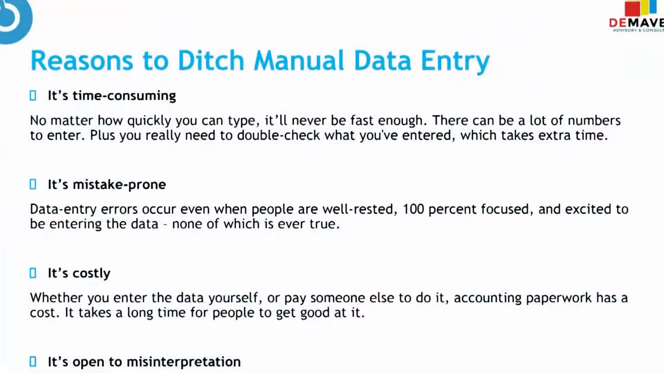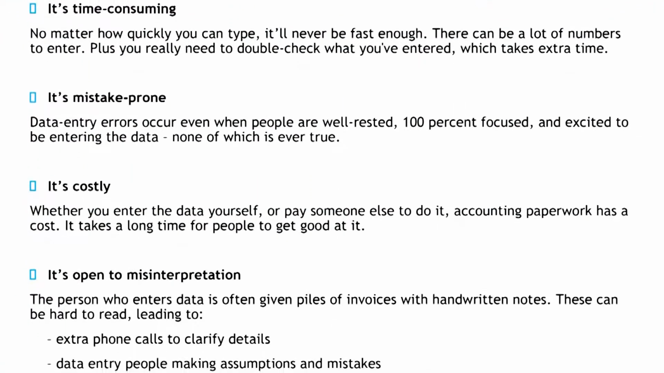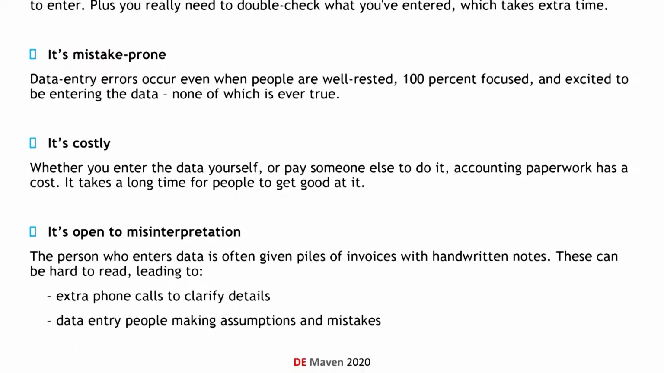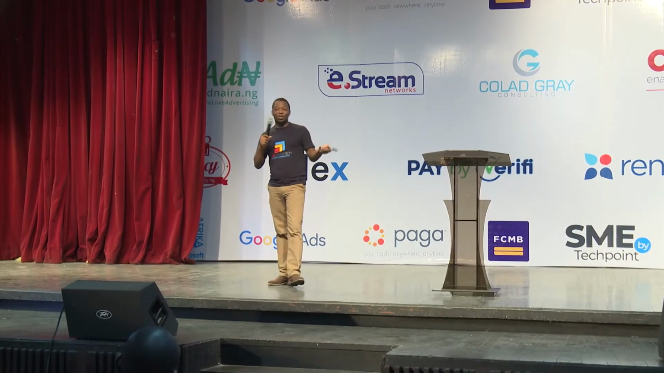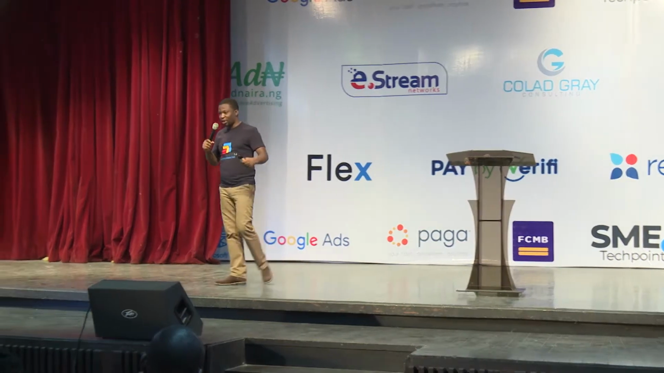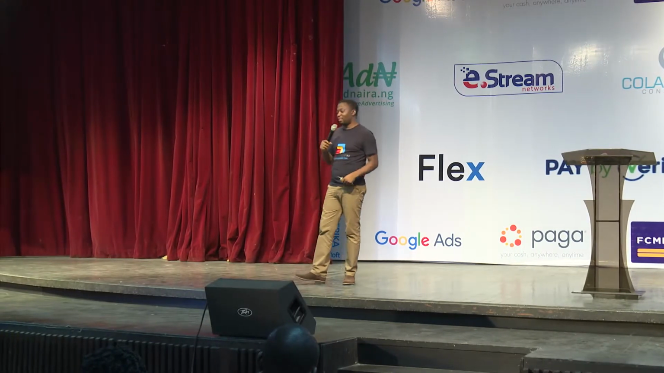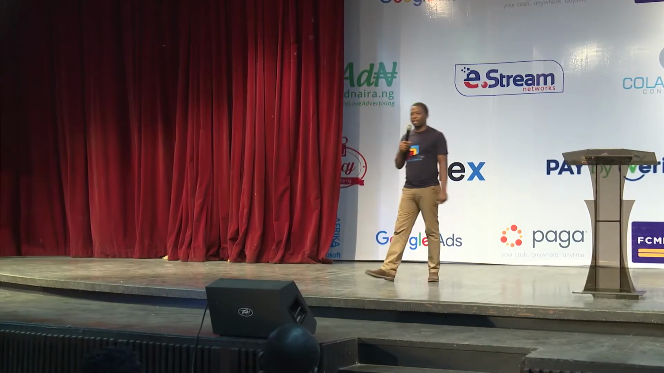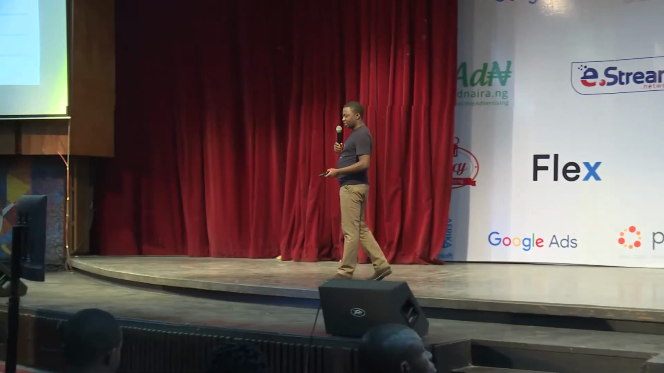Another one, it is prone to misinterpretation. You write on paper, and another person interpreting what you write might not understand, especially, so to say, our doctors. When you see a doctor writing, it's only another doctor that understands. An ordinary layman can never understand because of the way they write. But if it's computerized, they type something on the system, everybody will be able to understand. So that is what we talk about. It is prone to misinterpretation.